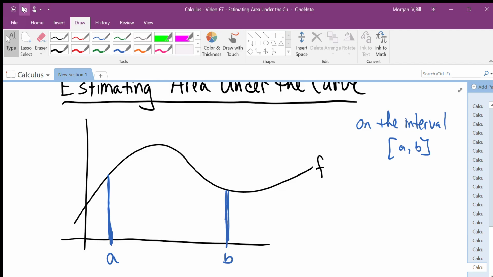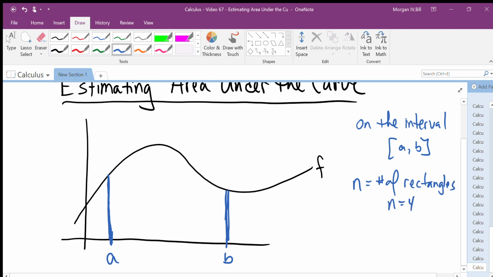For this particular example, I haven't given you what the function is. We're just learning the concept in general here, and then we'll do an actual example in a minute. But let's use 4 rectangles. We use the letter N to denote the number of rectangles. N equals number of rectangles. And let's have N equal 4 for this example, just to make things easy. So we're going to divide this space up into 4 rectangles.